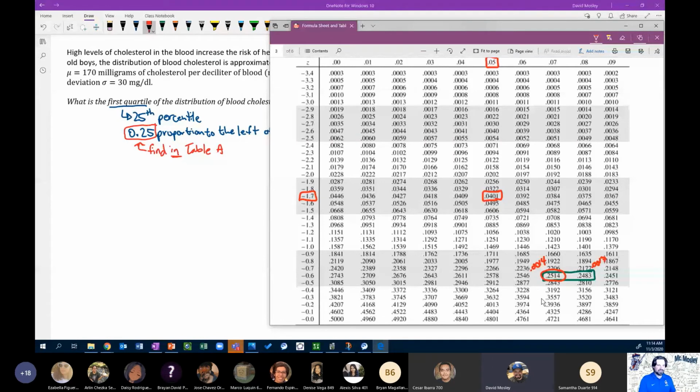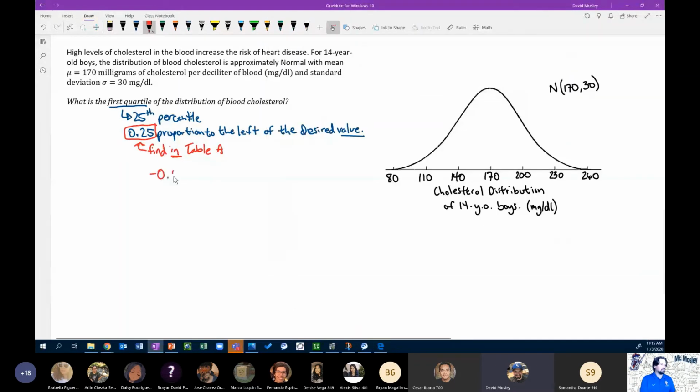So I now follow that one back. Negative 0.6 on the left-hand z-score, and that goes up to 0.07 on the top part for the second part of the decimal. So I have a z-score that goes along with the 25th percentile, or about 0.25 proportion of the area under the curve, at negative 0.67. That's going to be the value of z.